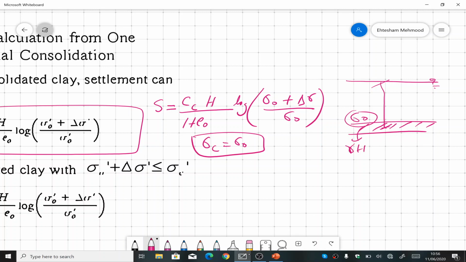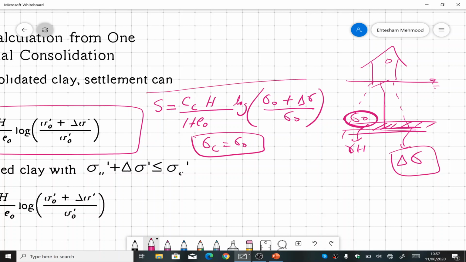Now if we are going to construct a building that you as an engineer are going to design, let's say a big warehouse or a big industrial building, we know that stress is going to come. Due to this stress coming on the clay layer, let us say the stress reaching the middle of the clay layer is delta sigma. This is the increase in stress due to construction of the building. So we want to estimate how much settlement will occur after construction.